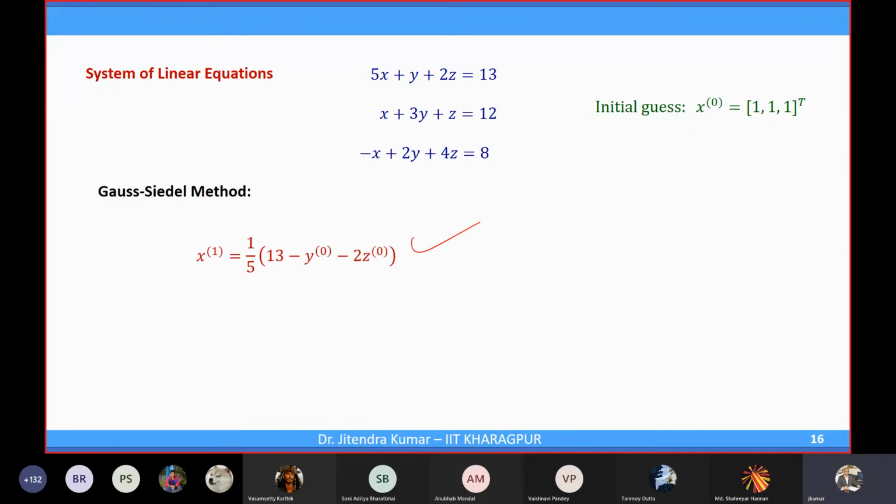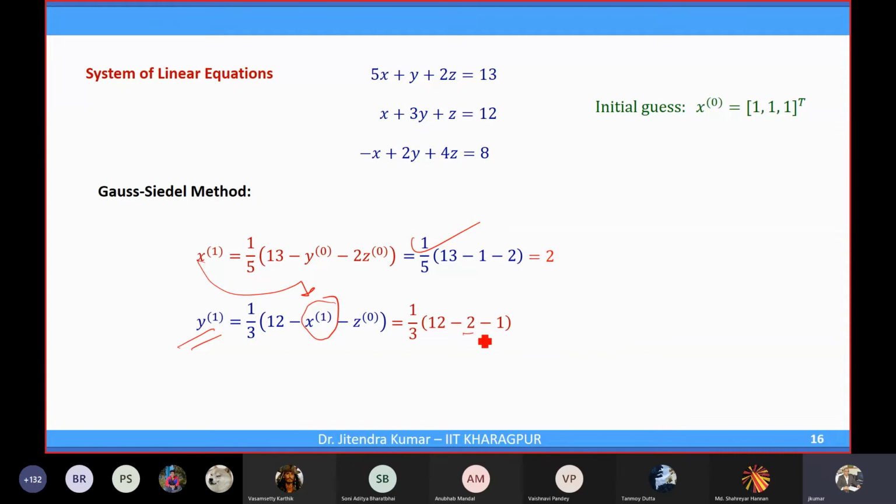This first component, the evaluation of the first component, will be the same. There is no change, and the value is 2. Now for the second one, see, instead of x0, I can use this x1. That is the only change. That means I'm using 2 here instead of 1. And then the value is 3, which is different from the Jacobi one.